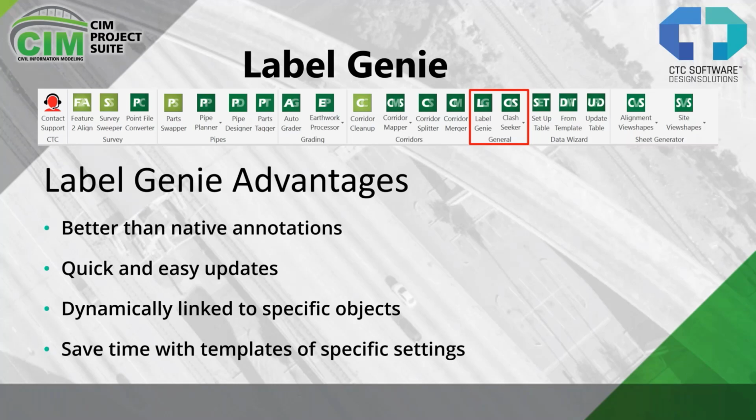So as I mentioned before, it's better than native annotations in that it has more versatility and quick and easy updates to rerun things, as I mentioned. And they're dynamically linked to your objects. So if in your pipe network, you change a structure or a pipe in any way, they're Civil 3D labels, so they will update when you change those.